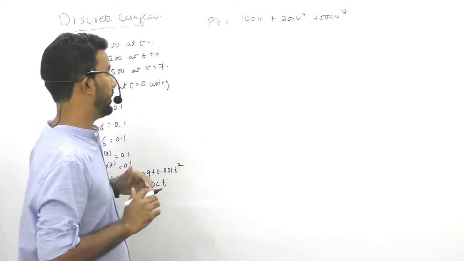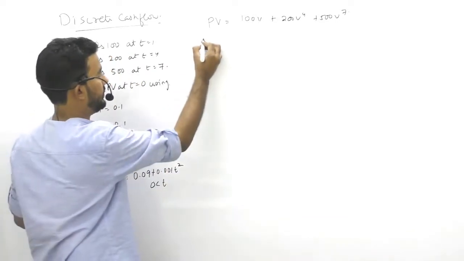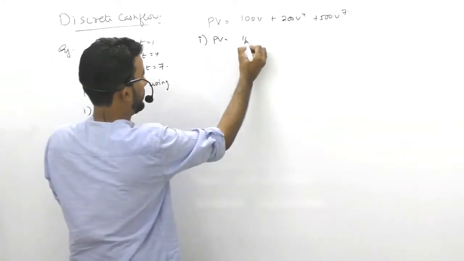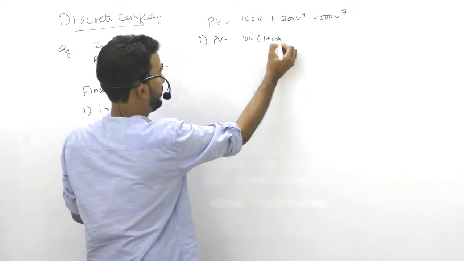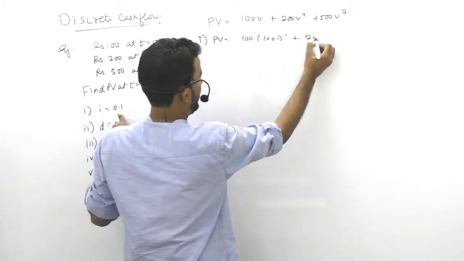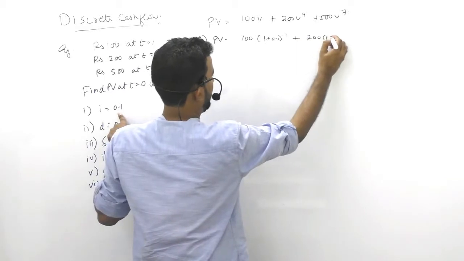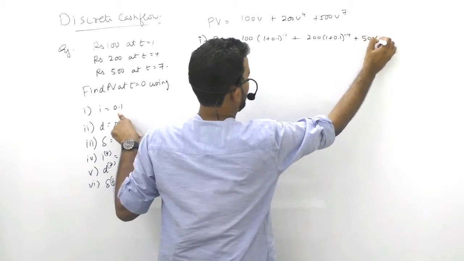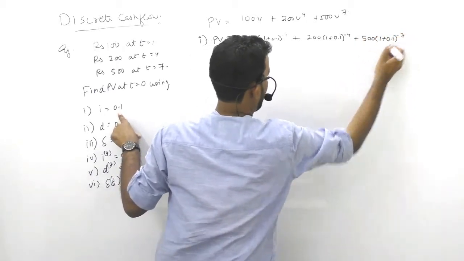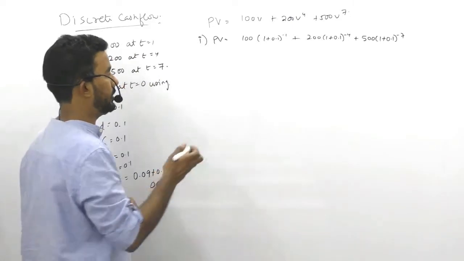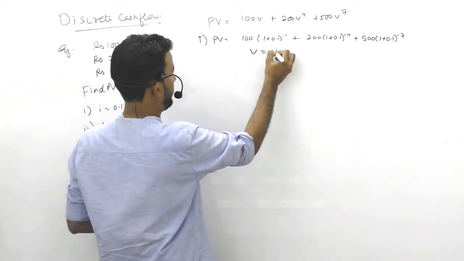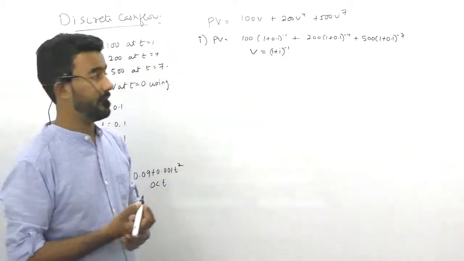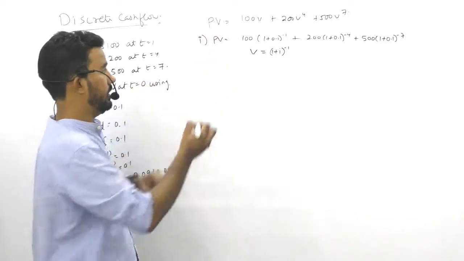Now to solve this equation, you have to use this information. In the first case we have the interest rate given as 10%. So I can write this equation as 100 into (1 plus 0.1) raised to minus 1, plus 200 into (1 plus 0.1) raised to minus 4, plus 500 into (1 plus 0.1) raised to minus 7. I have just used the relation that v is equal to (1 plus i) raised to minus 1. This is a relation we studied in the previous chapter. Now I need to find its value.